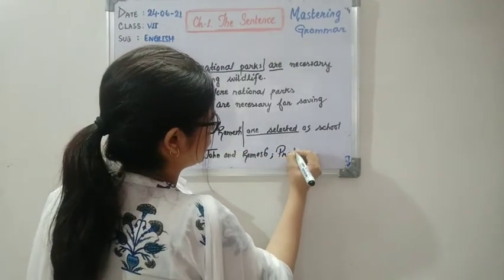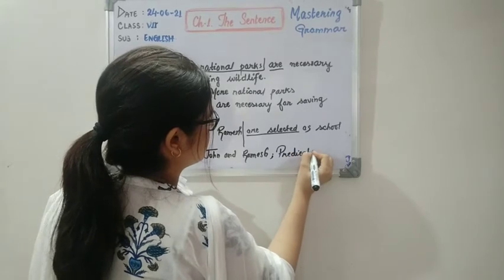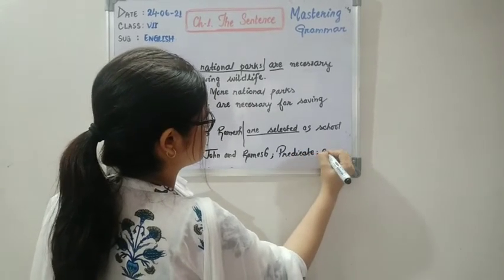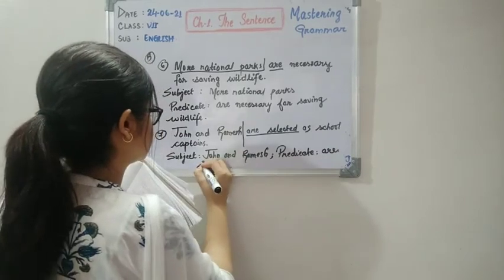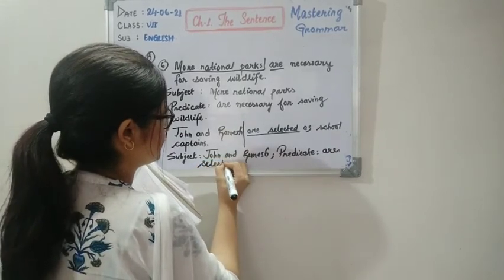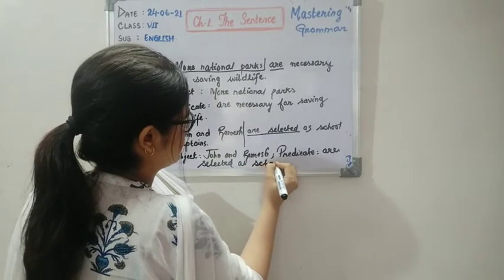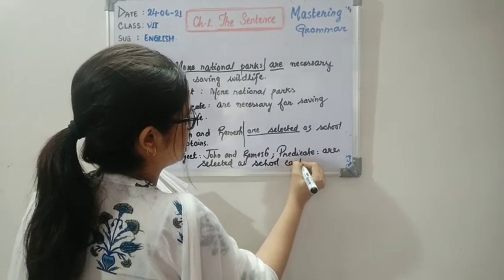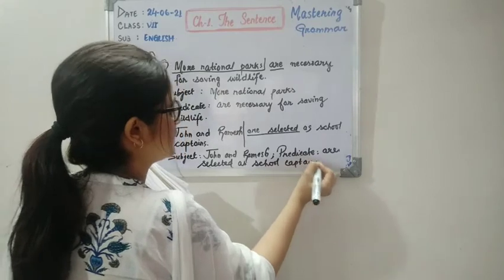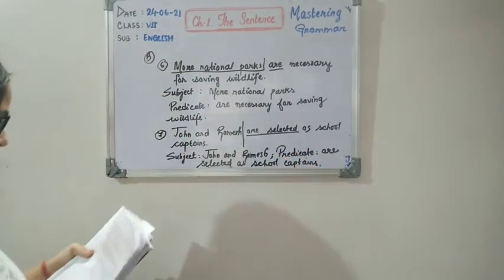So your predicate has to be are selected as school captains. Okay, children. Now moving to number 8.